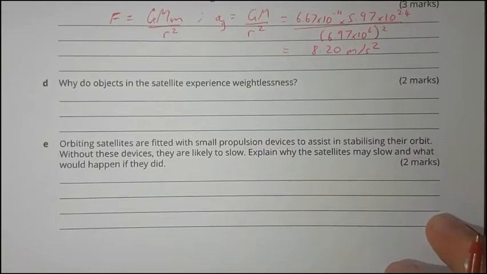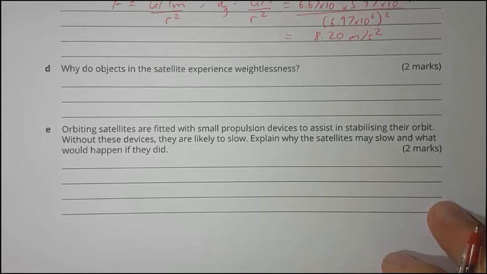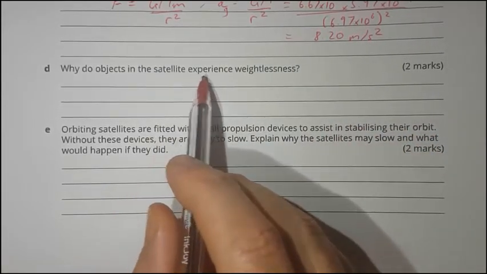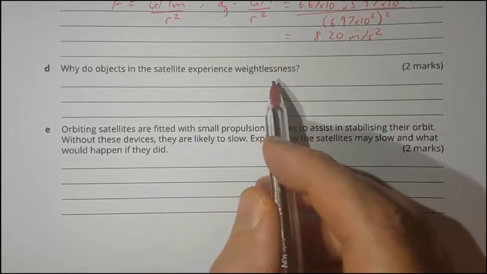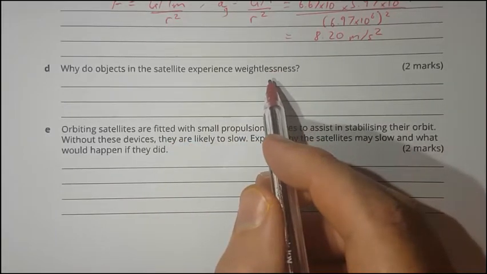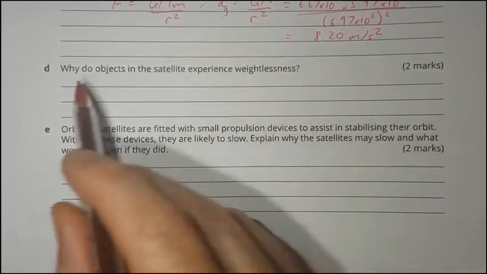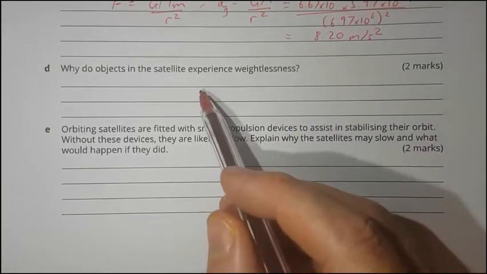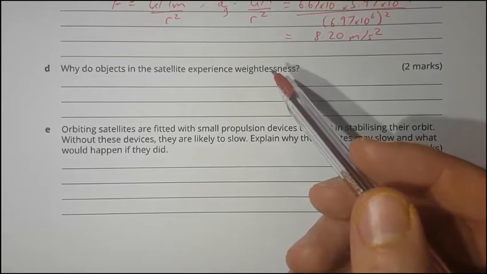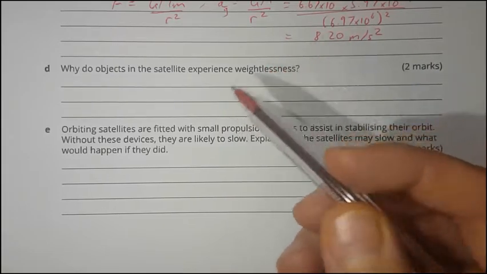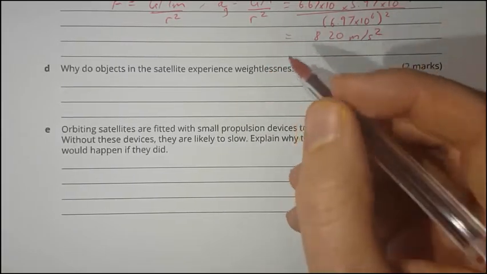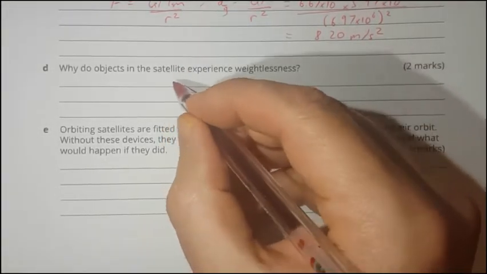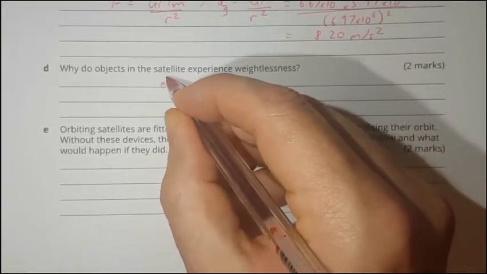Alright, nearly there. Why do objects in the satellite experience weightlessness? I don't like this because "experience weightlessness" is talking about apparent weight. It's not saying that those objects are weightless, which is why that question is worded in a way that could be a little bit controversial. So it's basically asking, why would an object in there have an apparent weight of 0, or something along those lines?